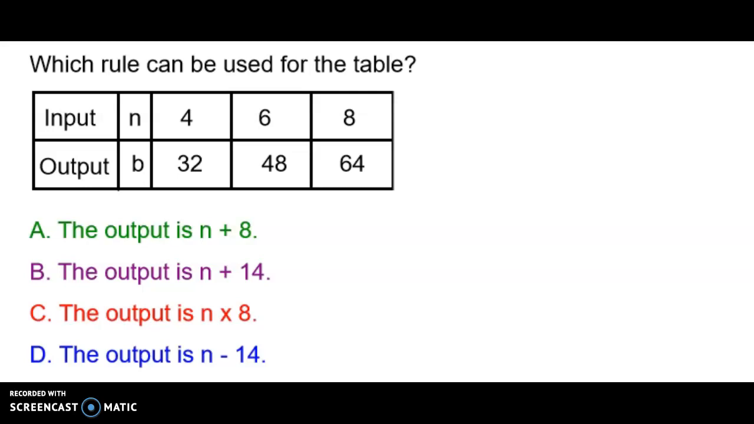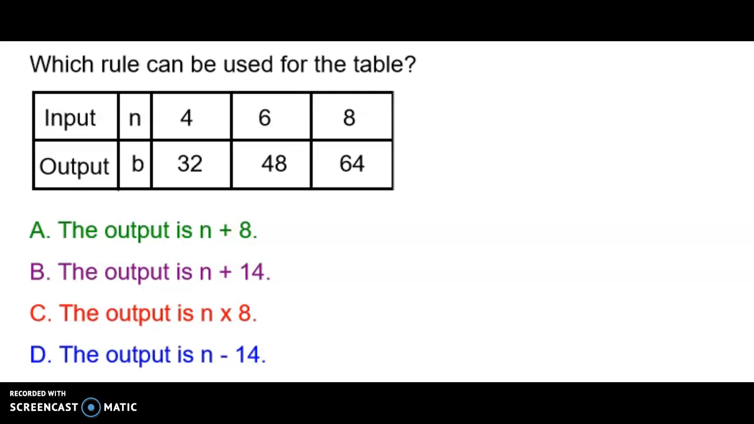All right, let's look at this table problem. It says which rule can be used for the table. On the row that says input, we have a variable of n, and then 4, 6, and 8. On the output row, we have a variable of b, and then 32, 48, and 64.